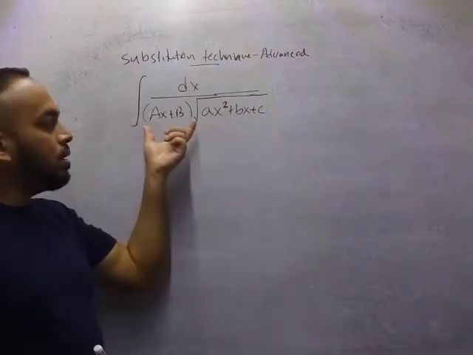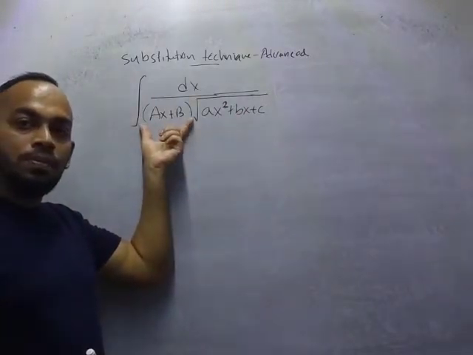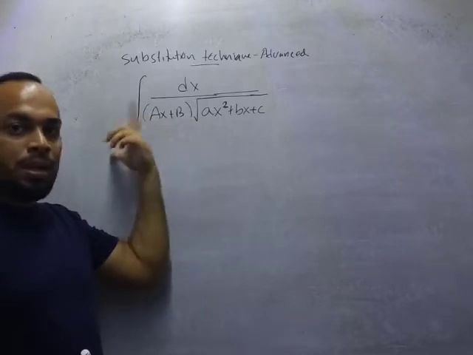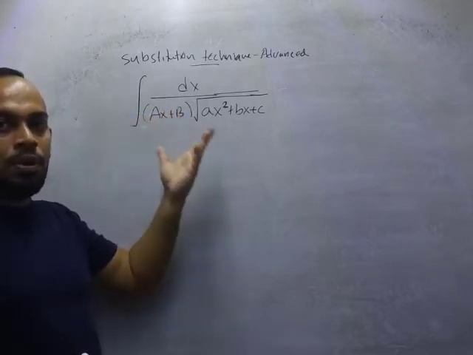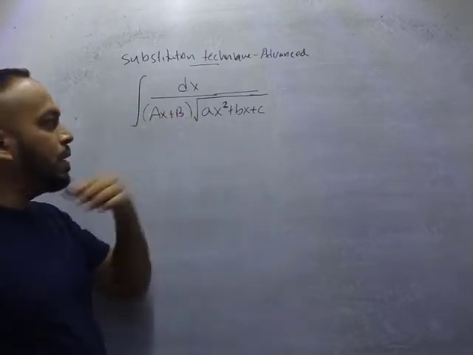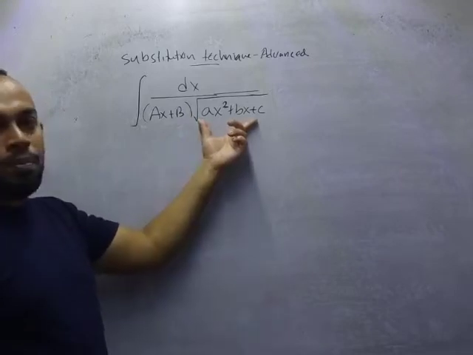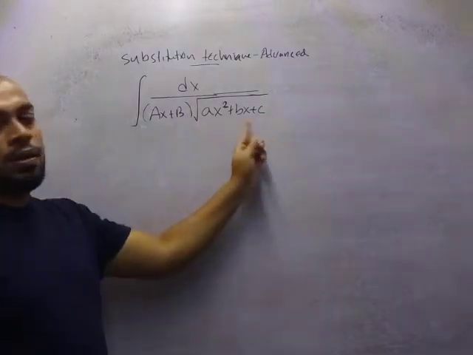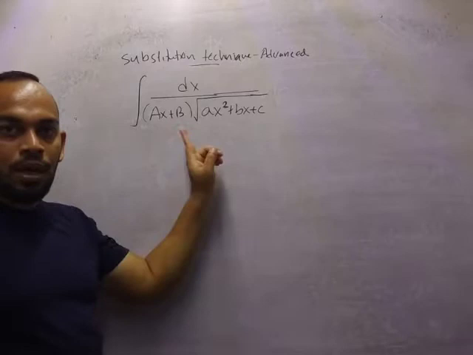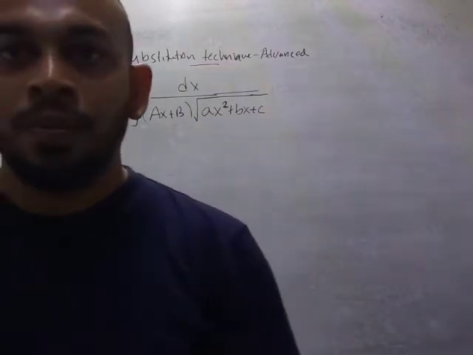In the denominator, we have a linear function. Maybe x is there, maybe only x is there, it doesn't matter. A linear function multiplied by a square root of a quadratic function. You should have a quadratic here.